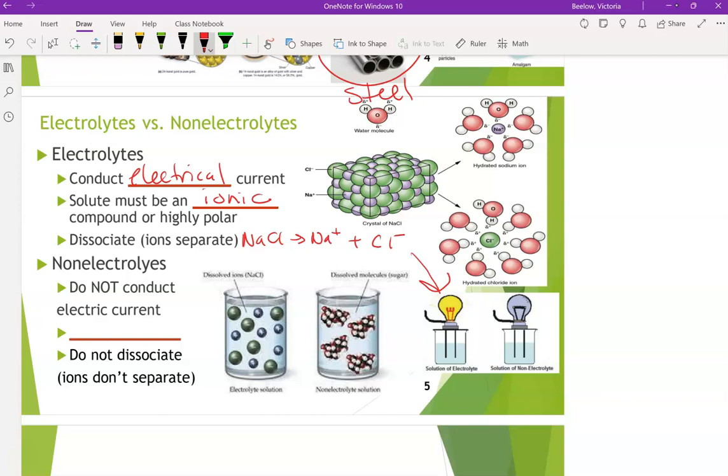Non-electrolytes are things that don't conduct an electrical current. They are going to be nonpolar, and they don't dissociate. So glucose, which is sugar, is a good example. It's C6H12O6. This will just stay in this form. It won't dissociate or break up when it's in water, for example.